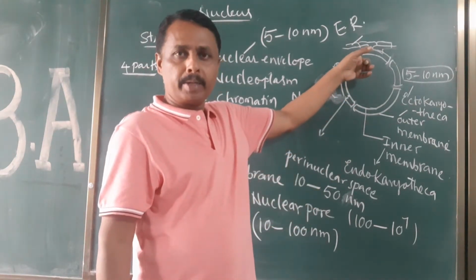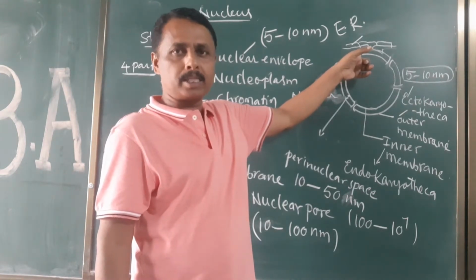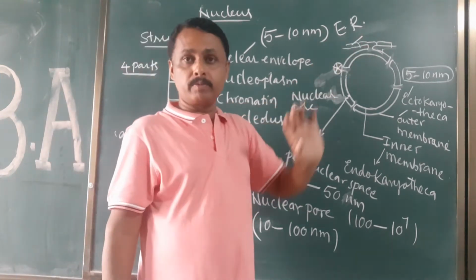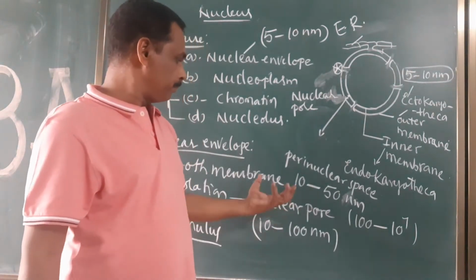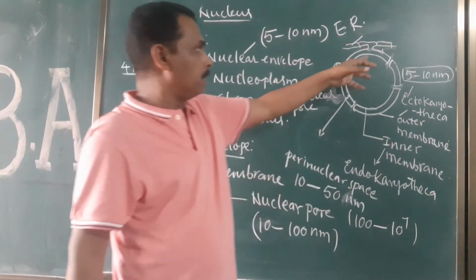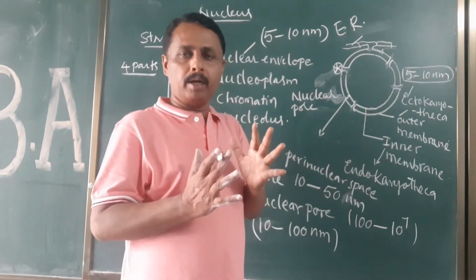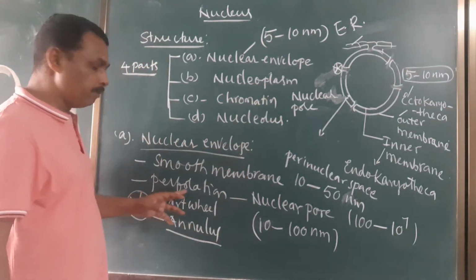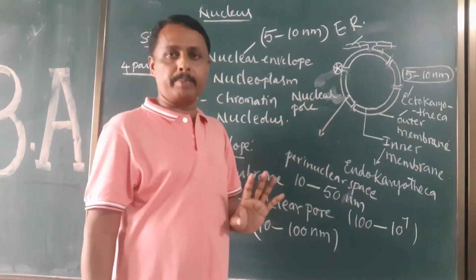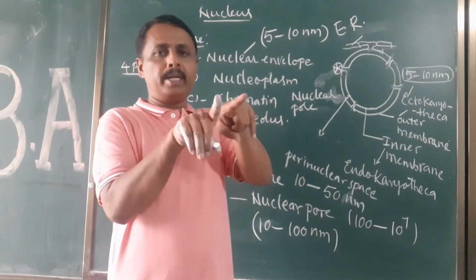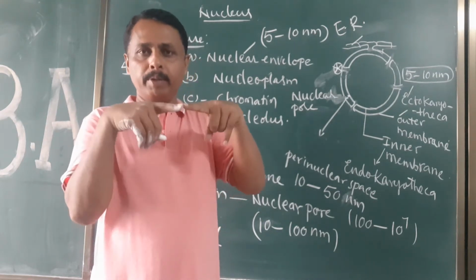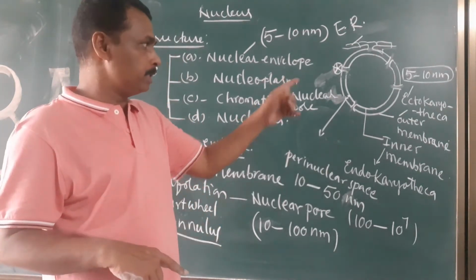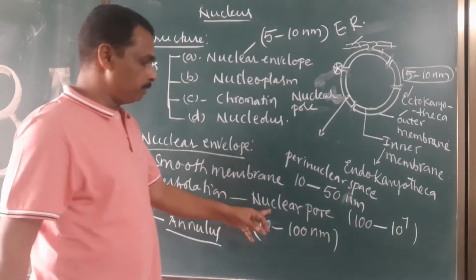This outer nuclear membrane, ectokaryotheca, is continuous with the endoplasmic reticulum in the cytoplasm of the cell, where ribosomes get attached. These outer and inner membranes are made of smooth membranes. As they run parallel to each other, a number of perforations are formed, and the membranes overlap. Because of this, a space is provided. That space is called nuclear pores.